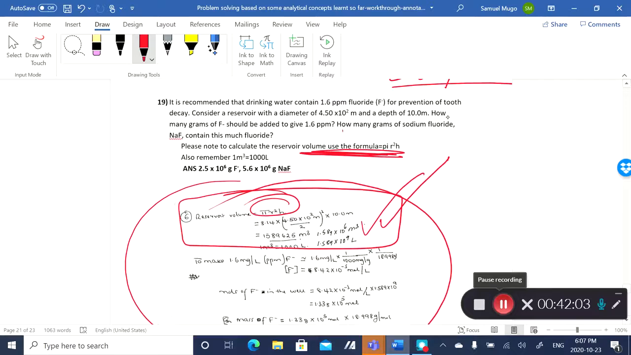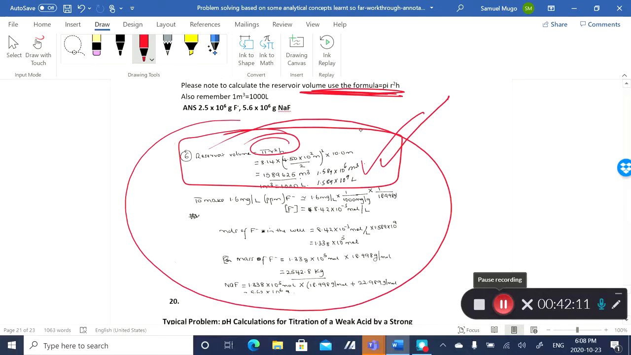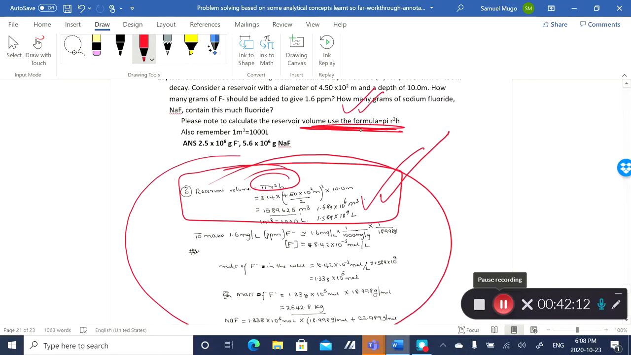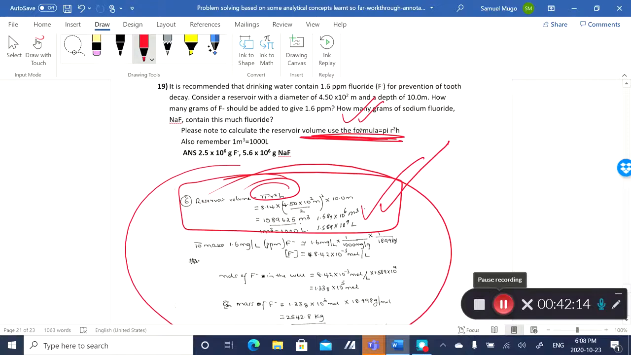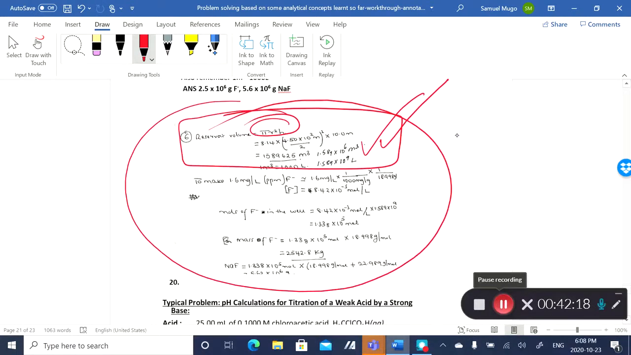So very important, very practical: fluoridation of water, which is a common thing that we do for any potable water in our homes. They do fluoridation. And so I've solved it for you. Take note of how it's being done.